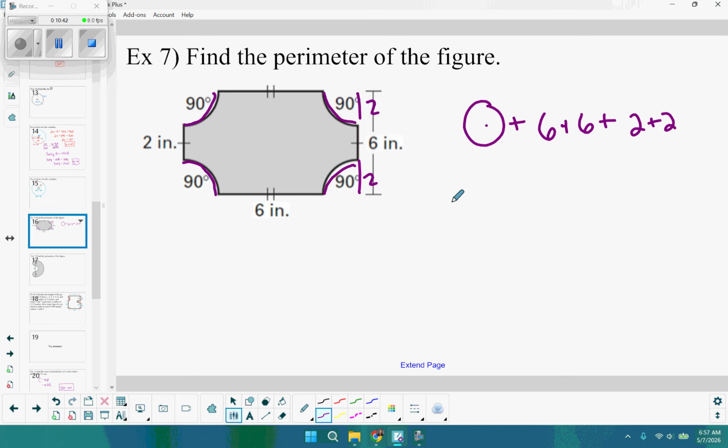So my circle is going to be 2 pi r plus, that's 12, 13, 14, 15, 16. So again, an exact answer would have been 4 pi plus 16. And that's perfectly fine to leave your answer like that if you wanted it to be exact. And if I wanted to turn this into a decimal, it would be 28.57.